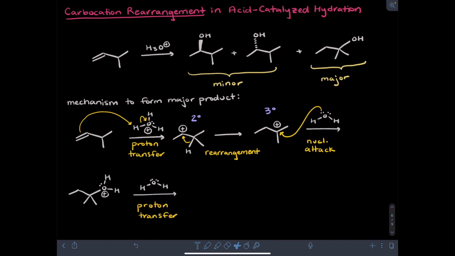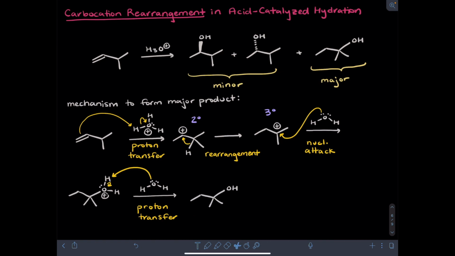To get to a neutral alcohol product, where here I'm trying to get to the major product specifically, I need to do a proton transfer. I need to bring in a base, and the best base that I have available between H3O+ and water is water itself. This proton transfer generates the neutral alcohol product.